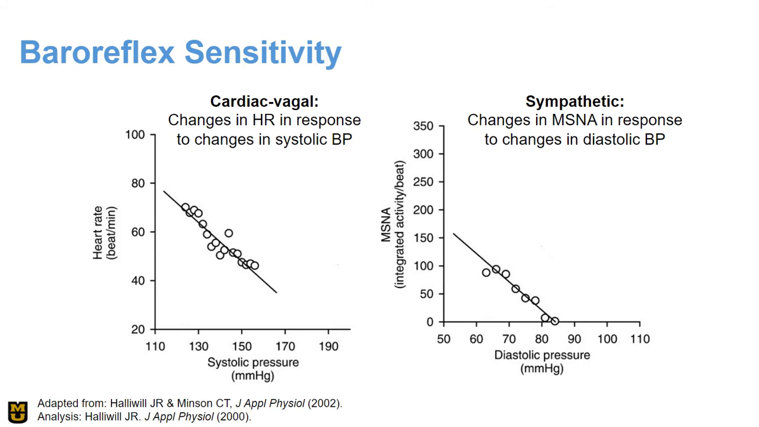So this is adapted from a paper from John Halliwell and Chris Minson. And if you're interested in specifically how they do the analysis, there's a really nice paper in JAP from John Halliwell in 2000. But again, the premise for baroreflex sensitivity, if we focus first on the left, so cardiac vagal activity, you're going to look at changes in heart rate in response to changes in systolic blood pressure. And so as systolic blood pressure falls, the heart rate will increase. On the other hand, if you're looking at the sympathetic component, you're going to look at changes in muscle sympathetic nerve activity, so done with microneurography, in response to changes in diastolic blood pressure. And again, as diastolic blood pressure falls, for example, you'll see an increase in sympathetic activity.